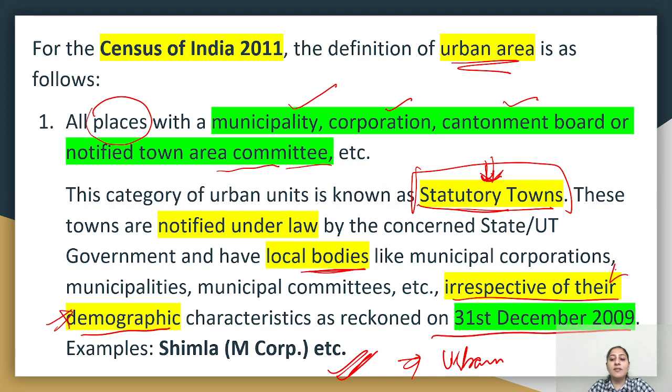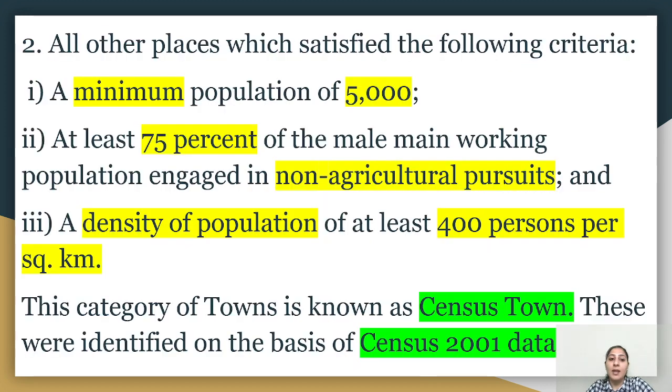So one important thing we need to know is it is irrespective of their demographic. Moving further, now this is the criteria. Here all these conditions need to be met at once. If these conditions are met, then the towns are called the census towns.